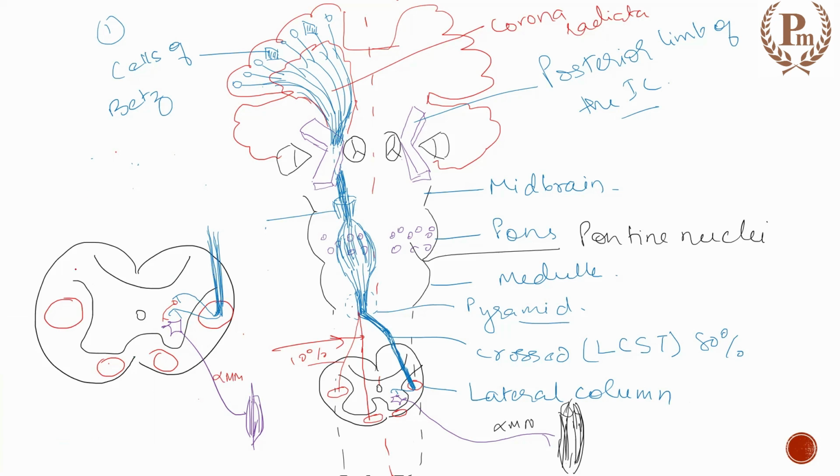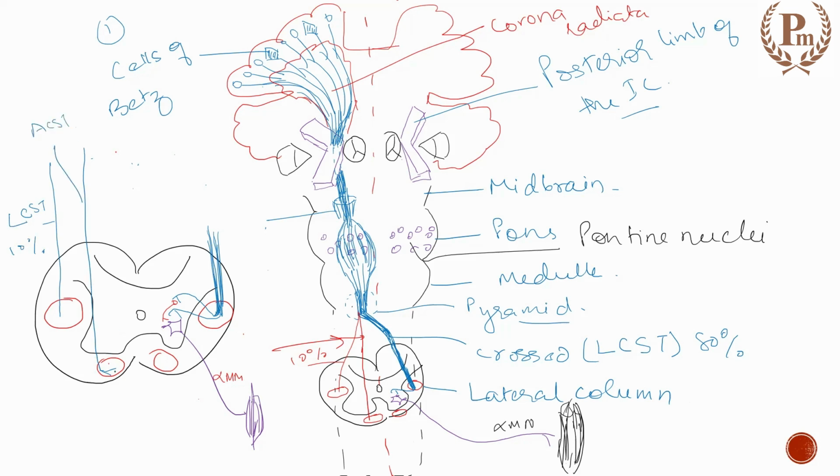How about the fibers which were ipsilateral? I mean to say, the lateral ones. We had the uncrossed fibers which were coming to the lateral corticospinal tract. These form my 10%. The other fibers were coming to my anterior column, and these form my anterior corticospinal tract.